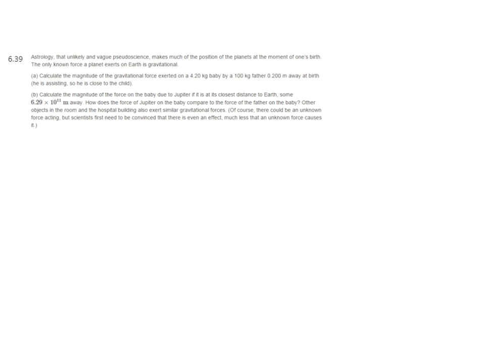So calculate the magnitude of the gravitational force on a 4.2 kilogram baby by a 100 kilogram father who's 20 centimeters from the birth. So he's helping out, getting ready to catch the baby as it pops out. So let's look at that, and so we know that in general F sub g equals big G m times m over r squared.